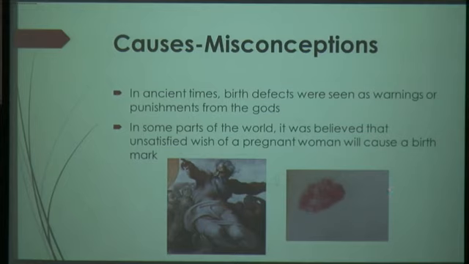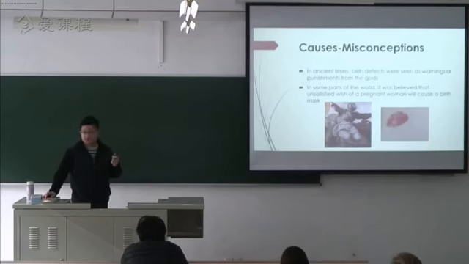For example, you probably noticed what this birthmark looks like. Yes, it looks like a strawberry. So they interpreted it like this: the pregnant woman wanted to eat strawberry very much. That's why she gave birth to a baby with a birthmark of strawberry. So nowadays we know these are all misconceptions, but what are the real causes of these birth defects?